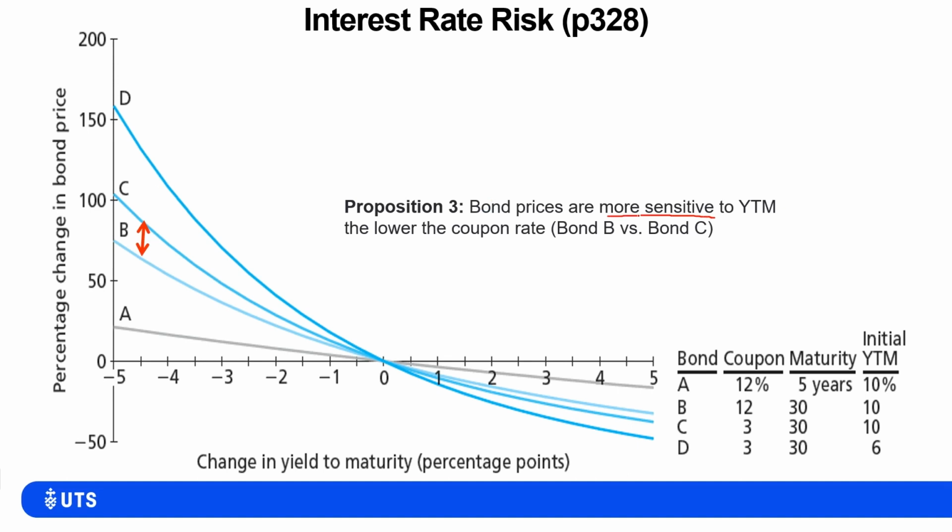First, let's look at the graphic example here. So we can compare bond B's curve with bond C's curve. Bond B has a higher coupon rate of 12%, while bond C has a lower coupon rate of 3%. And again, we can see that bond C has a much steeper slope, meaning that bond C's price sensitivity to changes in interest rates is much higher than the price sensitivity of bond B.